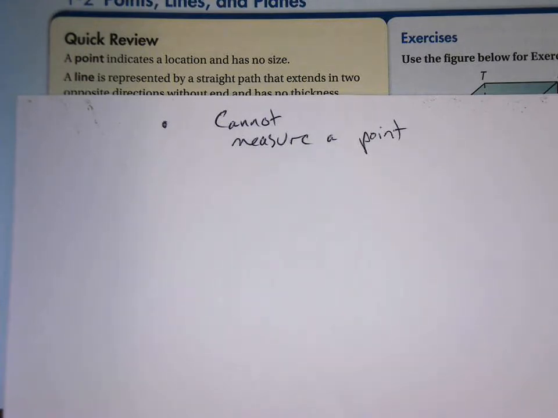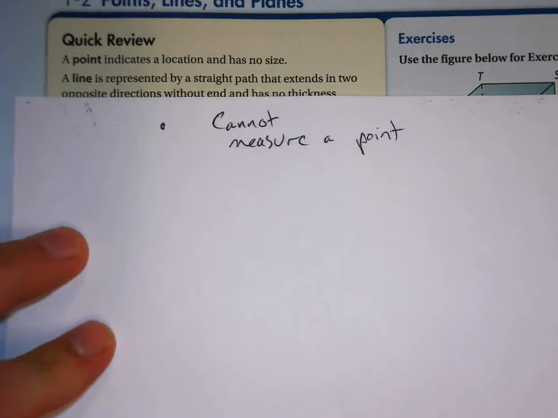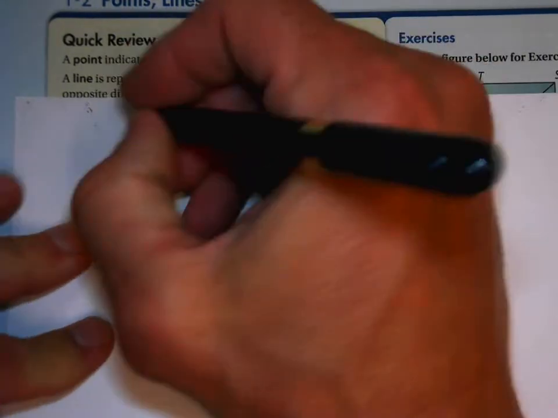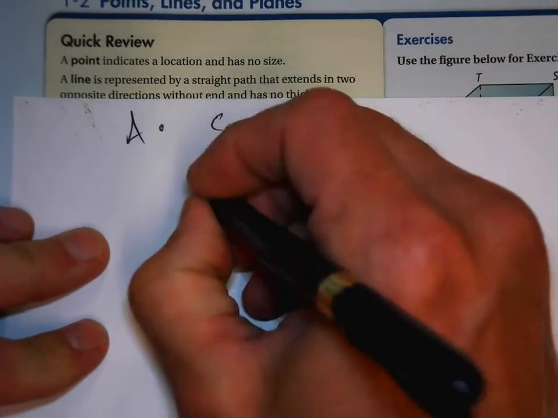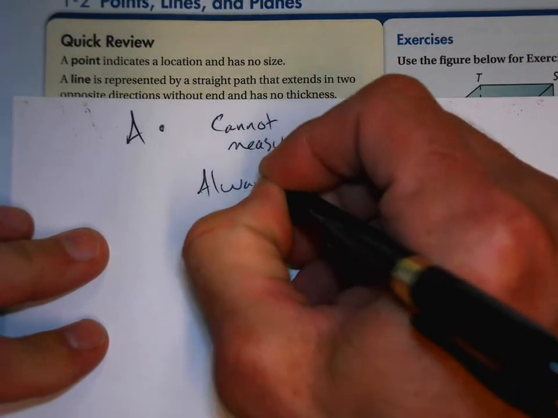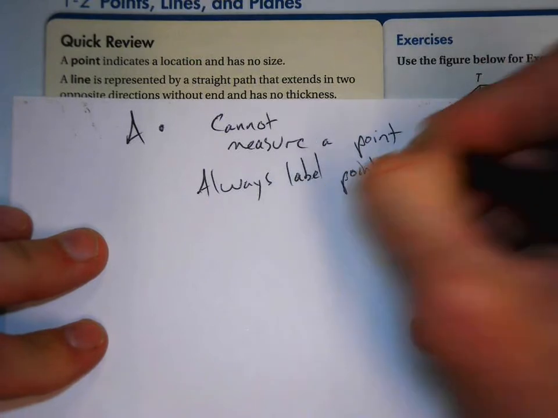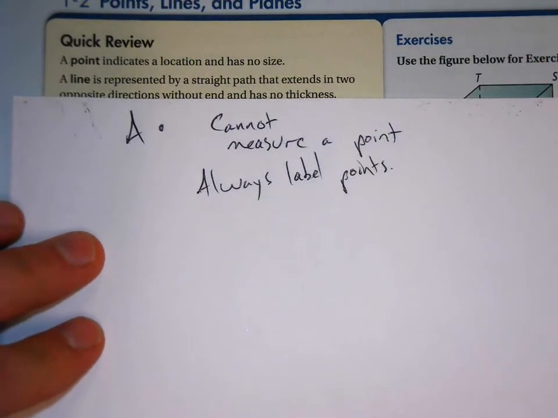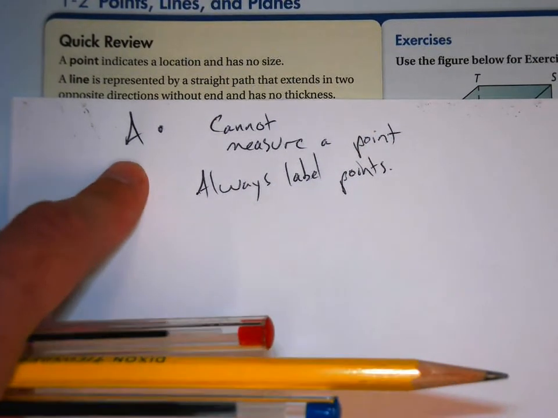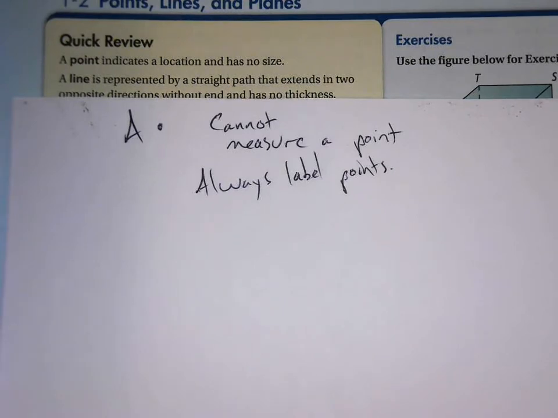So a point indicates a location, it has no size, and normally when we make a point, we label a point. So another note, always label points, right? Now, the most common labels for points are the letters of the alphabet, in particular the letter A. You will mostly find letters as labels for points.